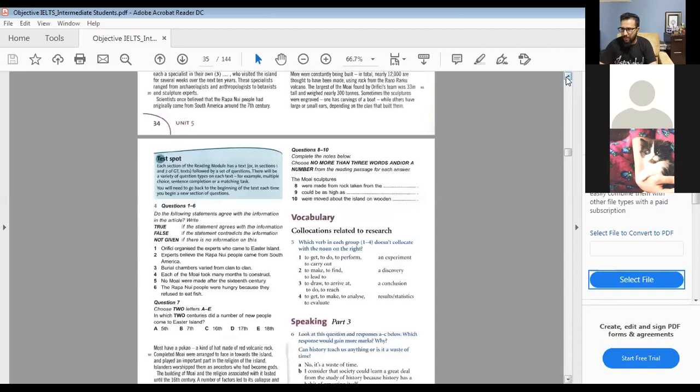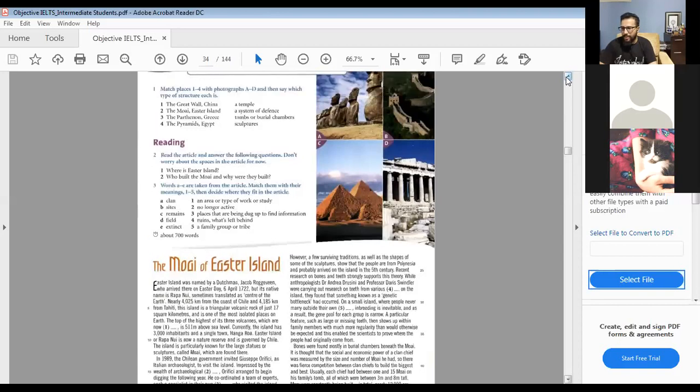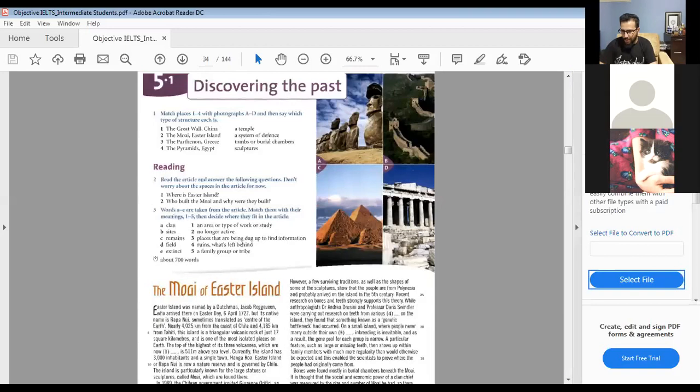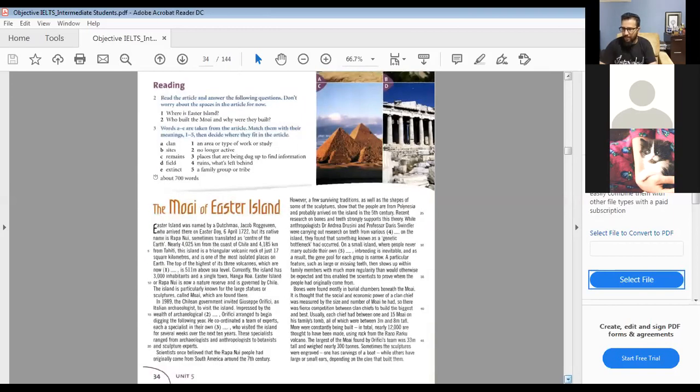Okay, this is a very nice article. This is called the Moai of Easter Island. So we'll study this. But before we do this, there are a few missing words because they were part of an exercise. So I'm going to zoom in now since it was difficult. Where is it? Okay, so here it is.